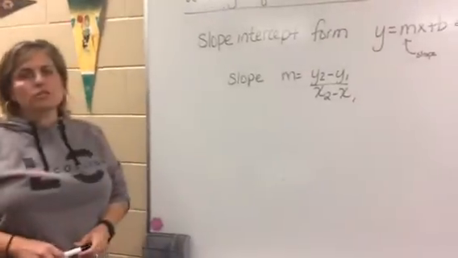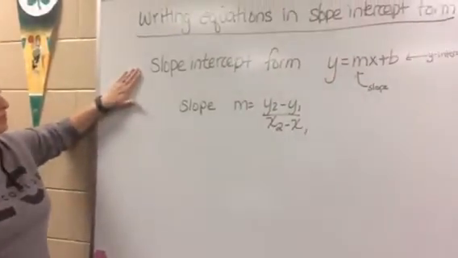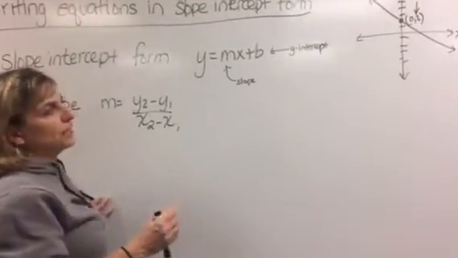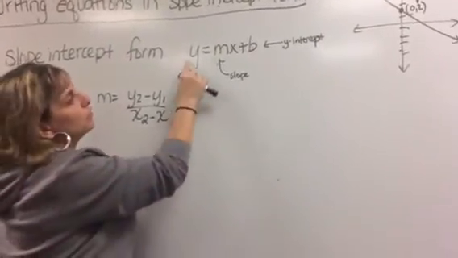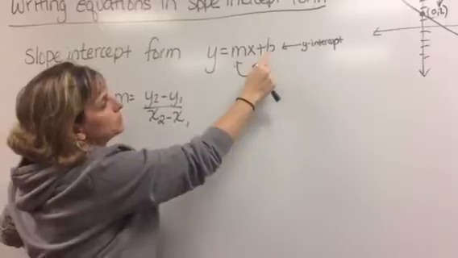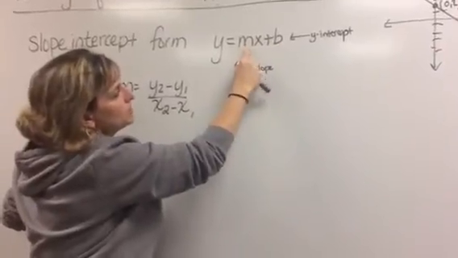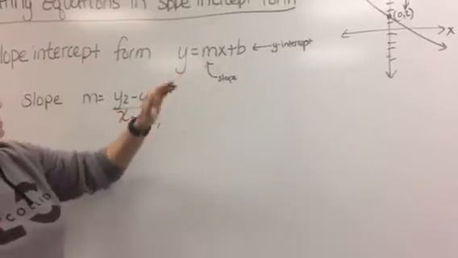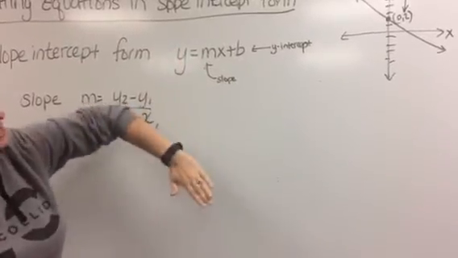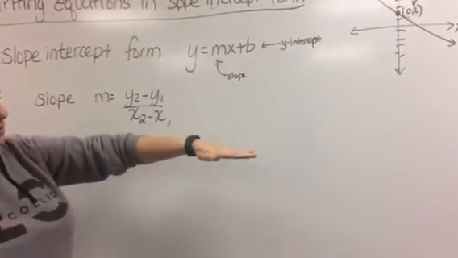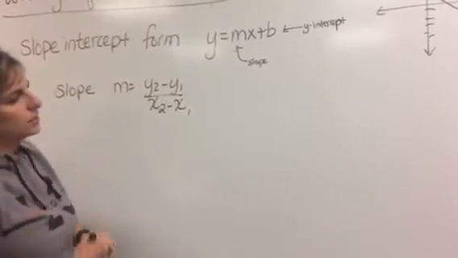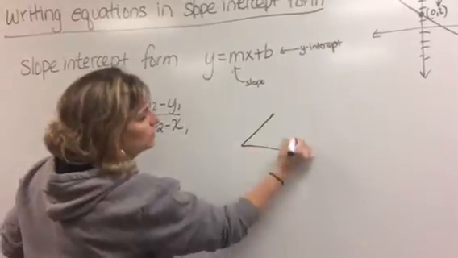Okay, the first thing we need to do is review what slope-intercept form is. Slope-intercept form is when you write an equation of a line, these are always lines, of y equals mx plus b. M always stands for slope. That's always going to be the slant of your line. Remember we talked about if it's positive, it slants up. If it's negative, it slants down. If it's zero, it's a horizontal line and if it's undefined, it's a vertical line.